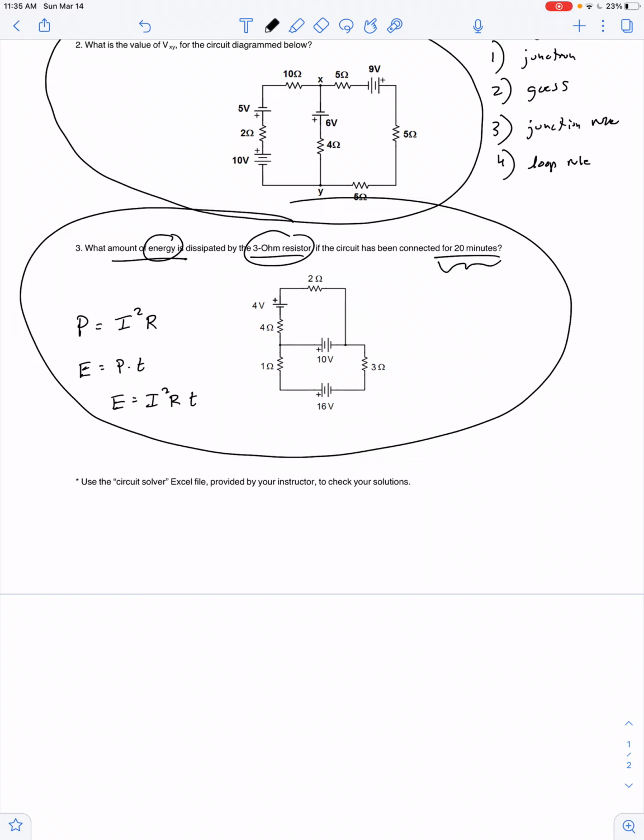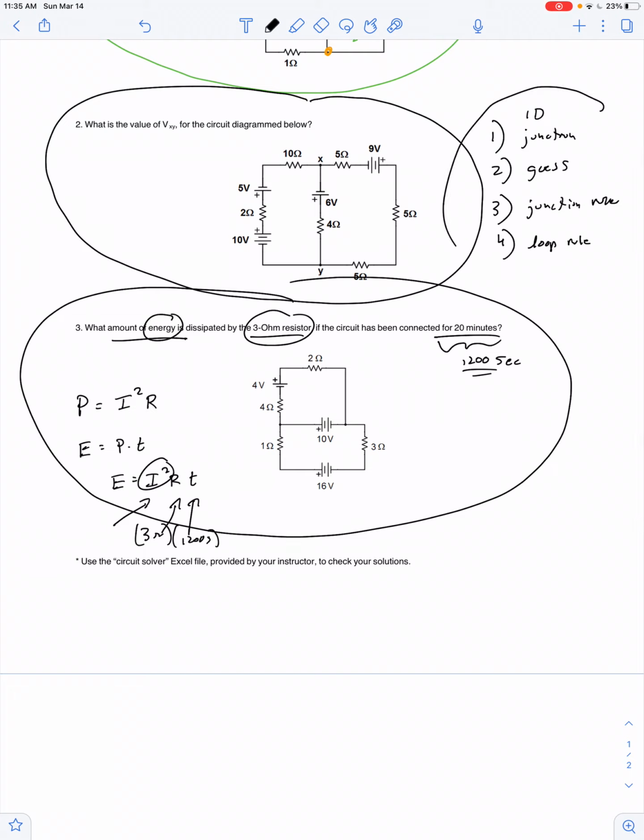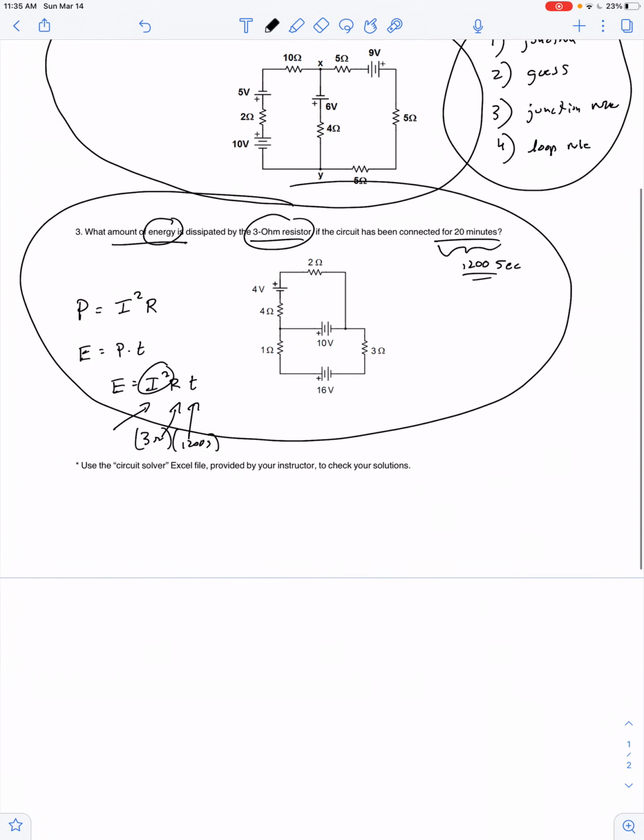We could think of 20 minutes as being 1,200 seconds. So we know what value of time we'll be using. We know what value of resistance we'll be using, 3 ohms, and 1,200 seconds. The question is, what the heck is the current? Well, the way we figure that out is by applying these 4 steps. Identify the junctions, guess the currents, apply the junction rule, and apply the loop rule.